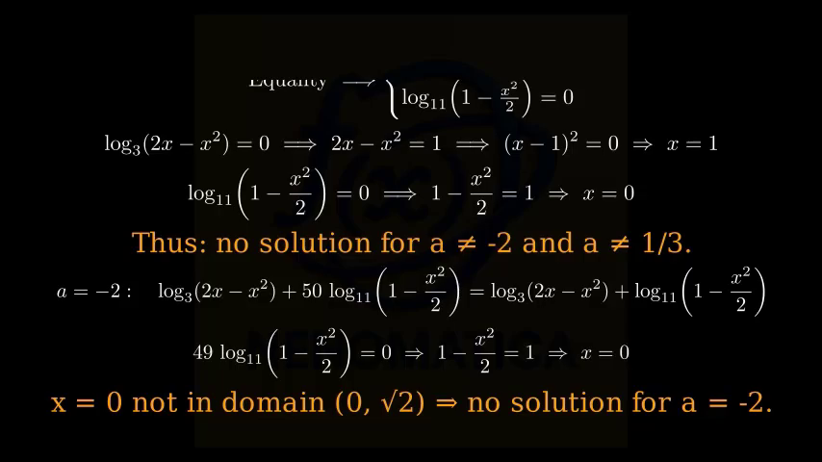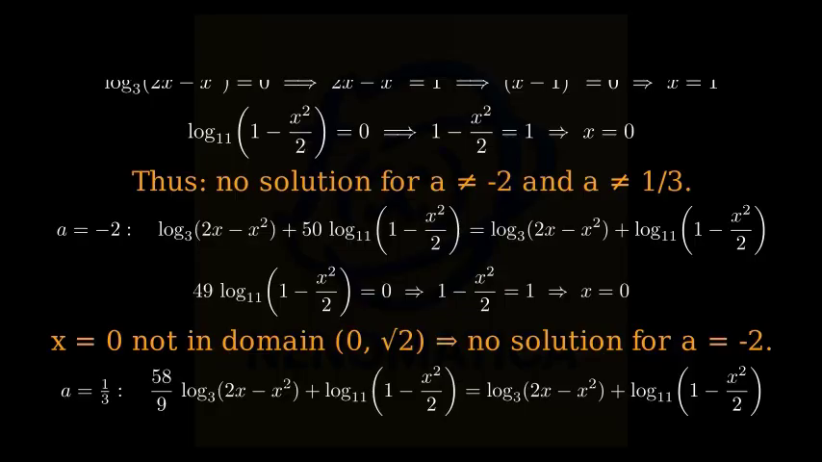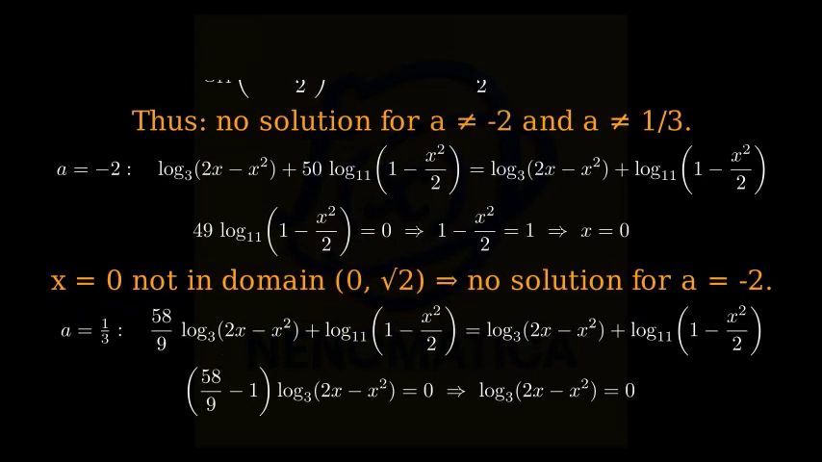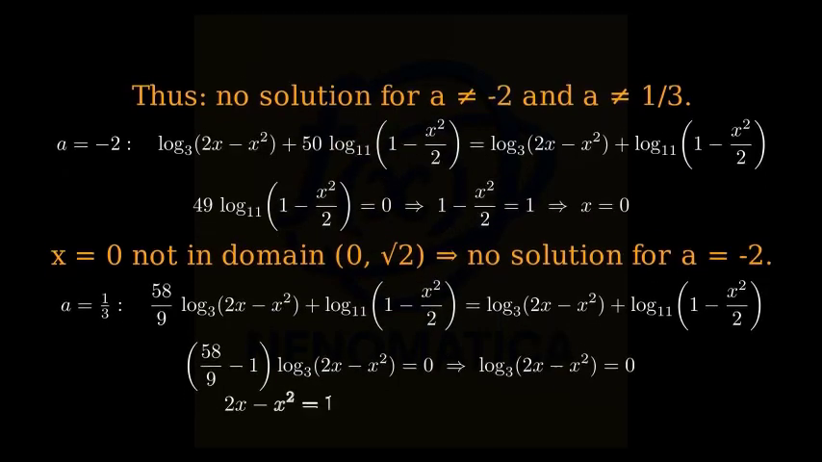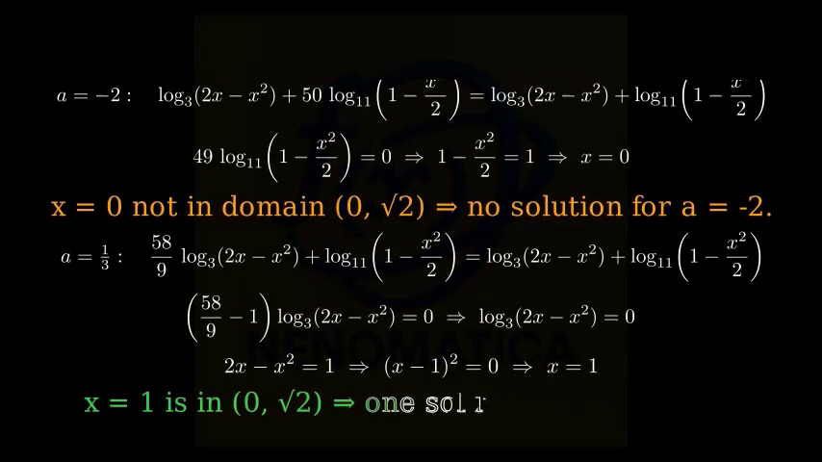Finally, consider a equals 1/3. Now the second coefficient is 1, and the first equals 58/9. Subtracting the common terms yields 49/9 times log base 3 of (2x minus x squared) equals 0. So the logarithm is 0. That gives 2x minus x squared equals 1, and therefore x equals 1. This lies in the domain, so this case provides a unique solution.